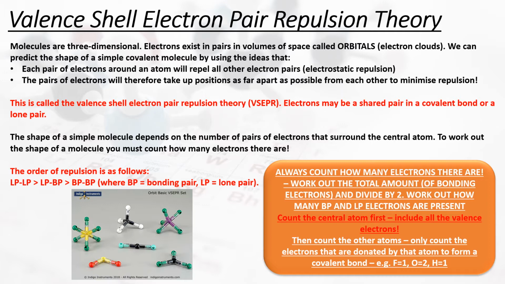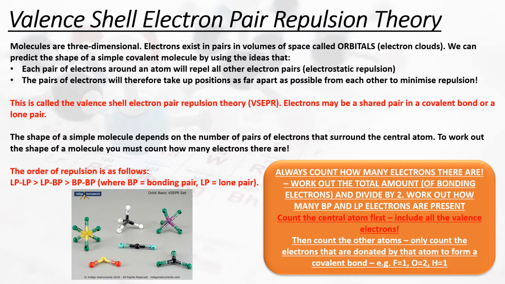Now, as I said, to work out the shape of a molecule, we have to count our electrons. So we're going to work out the total amount of bonding electrons, so how many electrons we have. We're going to divide by 2 because electrons are in pairs. Then we're going to look and see, how many of those electron pairs are actually used in covalent bonds? How many of them are lone pairs? And the way to do it really is to count the central atom first. In any shape, there'll be one atom at the centre of our molecule, and we include all the valence electrons.